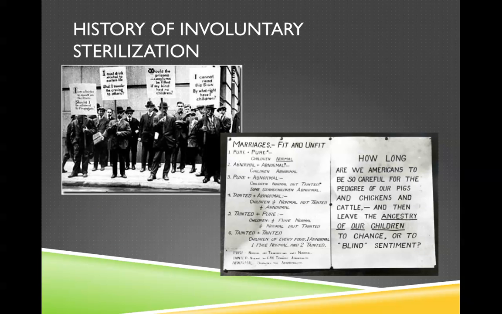In the picture above, one of the signs reads, "I cannot read this sign. By what right have I children?" And in the picture below, the right page reads, "How long are we Americans to be so careful for the pedigree of our pigs and chickens and cattle, and then leave the ancestry of our children to chance or to blind settlement?" Essentially comparing the process of eugenics to the breeding of livestock.